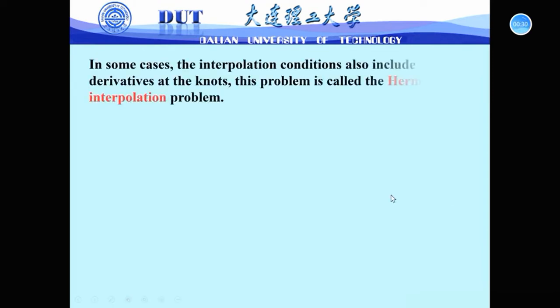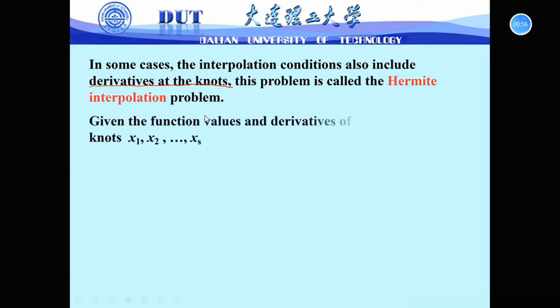Okay, if you remember, in the beginning of this chapter, we talked about the general interpolation conditions. In some cases, we need to also consider interpolation conditions with derivatives at some nodes. Then this problem is called the Hermite Interpolation problem. That means we are given the function values and the derivatives of f(x) at, for example, s different nodes, x1, x2 to xs.